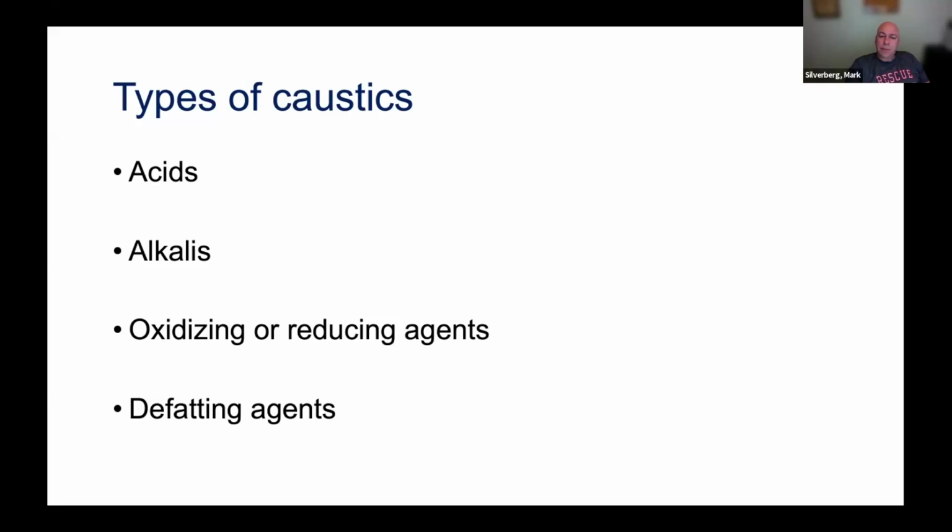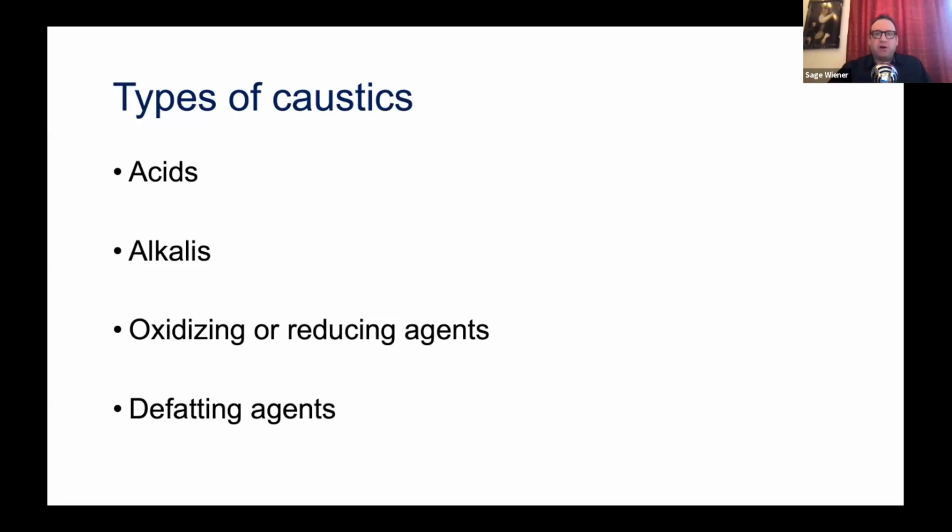Cement. Okay, so usually cement is going to be an alkali. Portland cement has lime in it, and that would be an alkali. Sometimes construction workers will get it in their boots or something, and they'll be working all day, and then at the end of the day, they have a caustic injury in their feet.